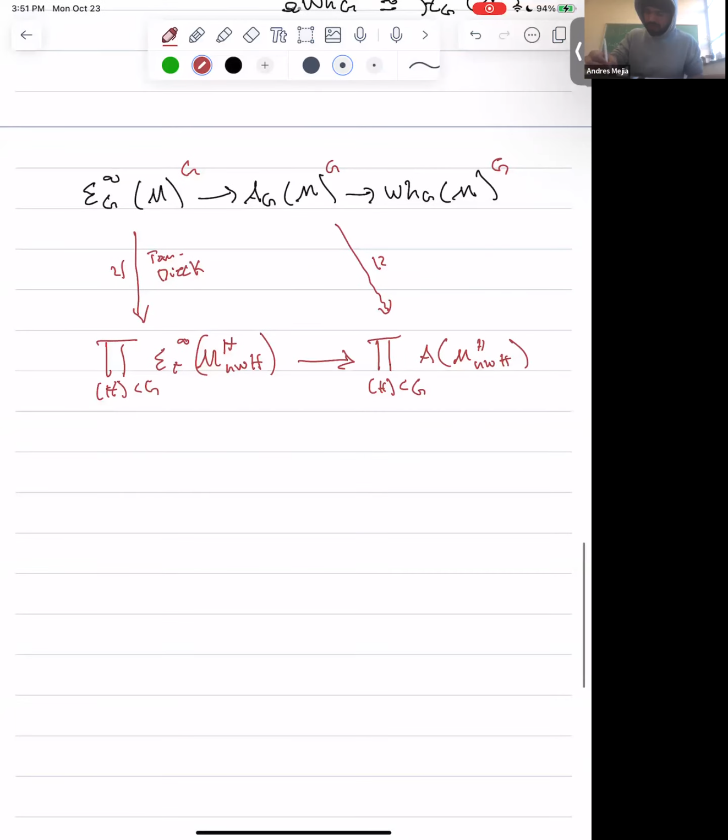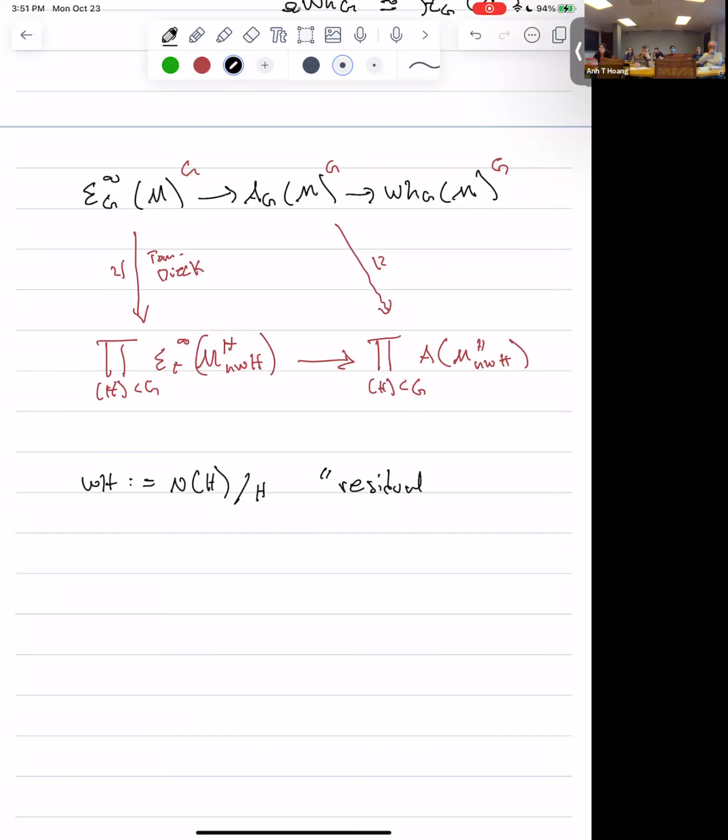Okay, so let me say a bit more about what these objects are. By WH, this is the Weyl group, and it's defined to be the normalizer of H modulo H. We can think of this as the residual action on fixed points, or as automorphisms of G mod H as a G space. So that's just the finite set.